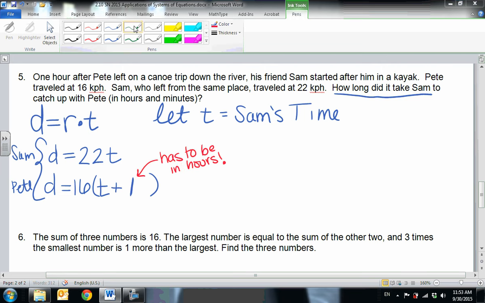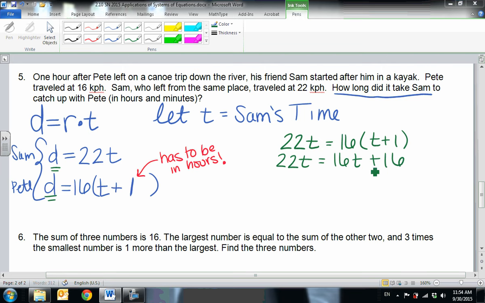Now personally, to solve this, I don't think matrices are the easiest way. You've got to do a lot of rearranging. But notice that both of these are equal to D, right? So can I just set them equal to each other? All right. So 22T equals 16 times T plus 1 in parentheses. So 22T equals 16T plus 16.